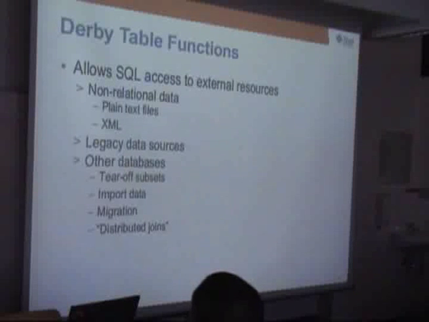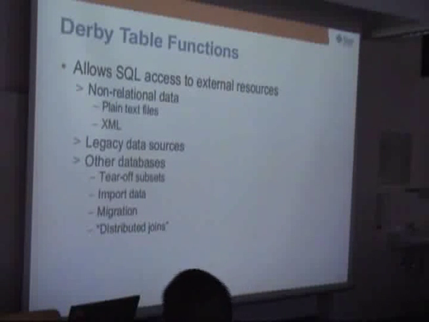Before I move on to new features, I'd like to spend a few slides on Derby table functions. They are a neat feature to have. Basically, you can access any external resource using SQL. This can be non-relational data, for instance, plain text files or XML. You can have legacy data sources, or you can even access other databases to create tier-of subsets. You can import data, migrate data, or even do distributed joins.